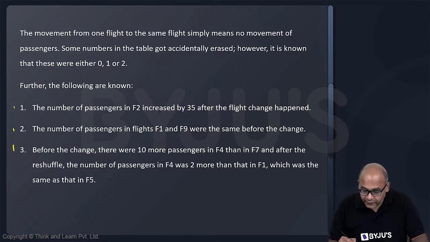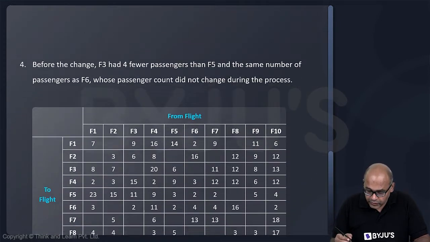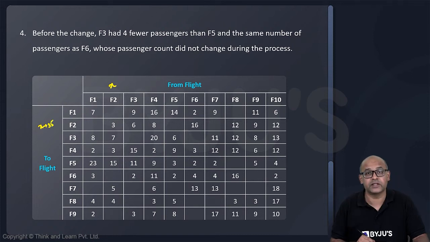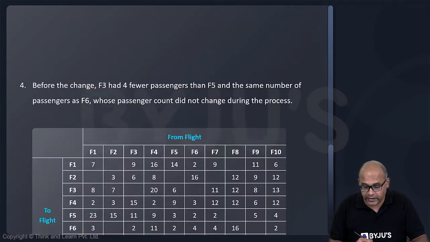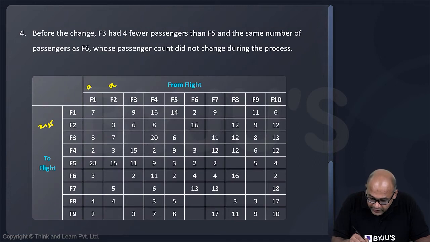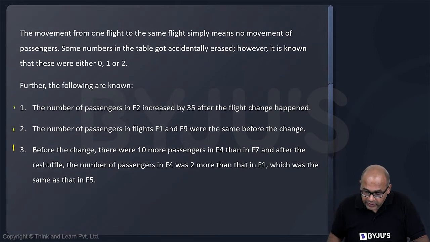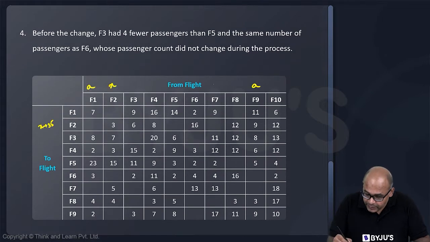The number of passengers in F2 increased by 35 after the flight change happened. So F2 before and after, the change is 35. If I call F2 before X, then after it should be X plus 35. That's the first point. The second point says the number of passengers in flights F1 and F9 were the same before the change. So F1 is A, so F9 should also be A. The third point says before the change, there were 10 more passengers in F4 than F7. So if I take F7 as B, then F4 should be B plus 10.